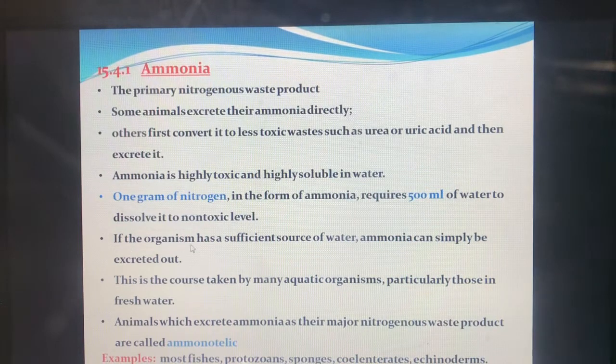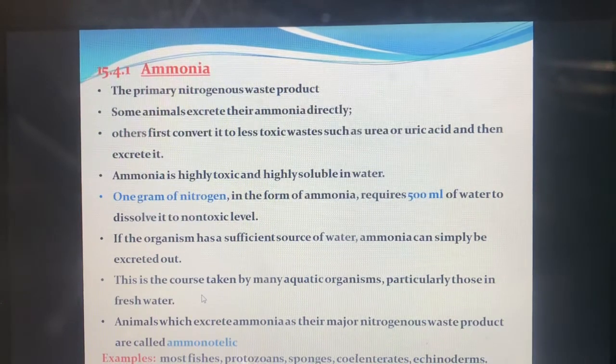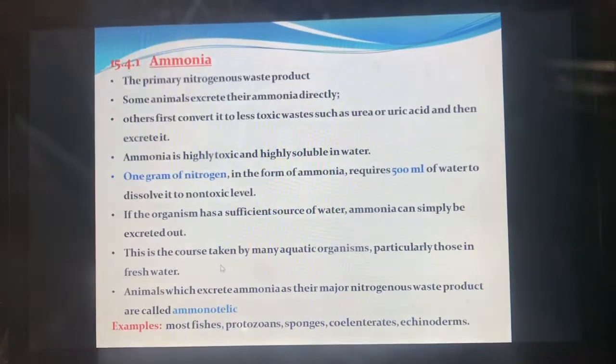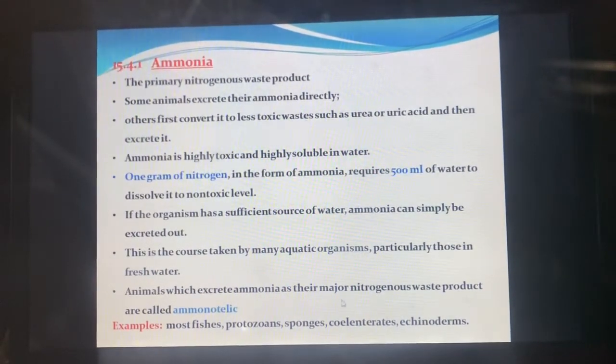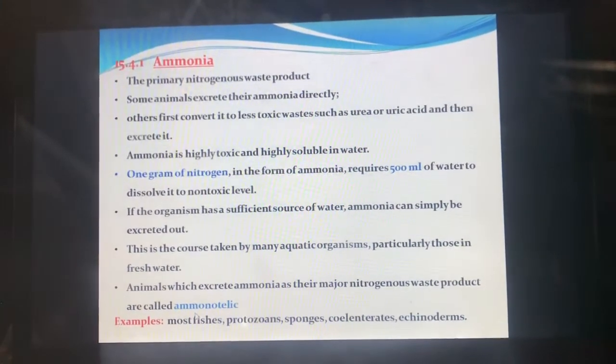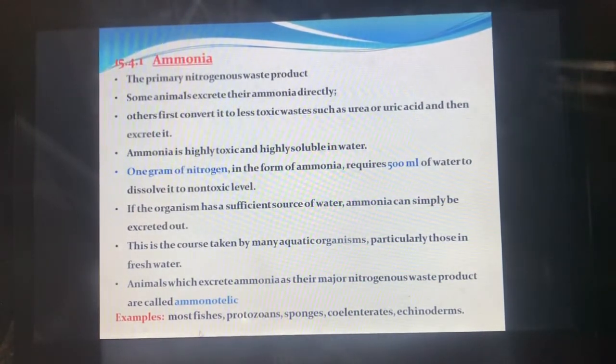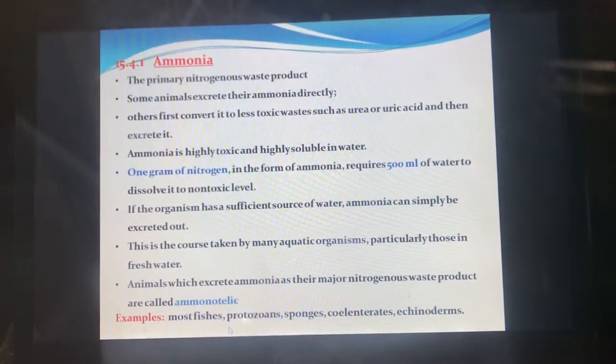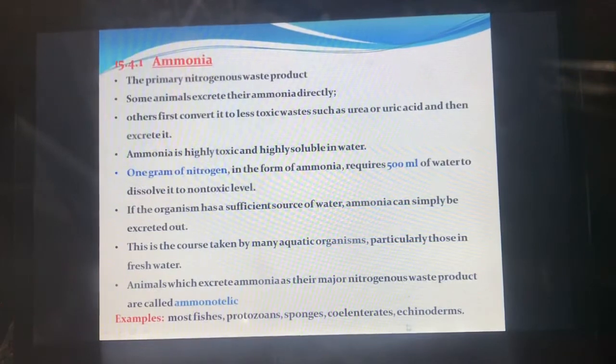If the organism has a sufficient source of water, ammonia can simply be excreted out. And this is the pathway taken by many aquatic organisms, particularly those in fresh water. Animals which excrete ammonia as their major nitrogenous waste product are called ammonotelic. Examples include most of the fishes, protozoans, sponges, coelenterates, and echinoderms.